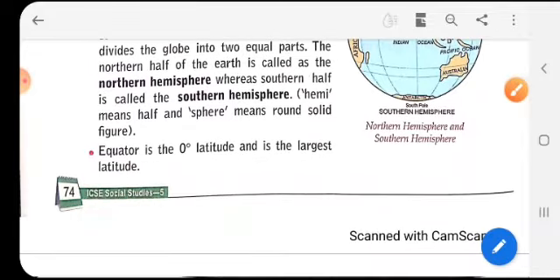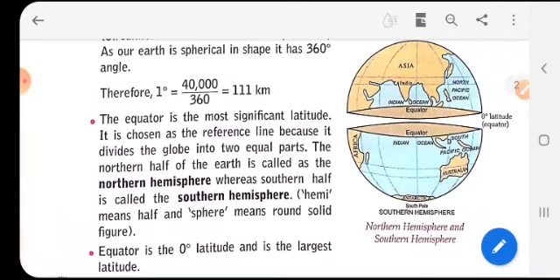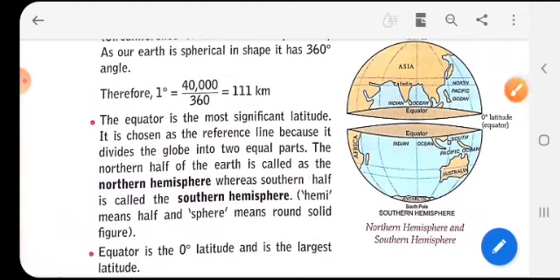Now, the equator is the 0 degrees latitude and is the largest latitude. So, when you are asked which is the largest latitude, it is the equator.